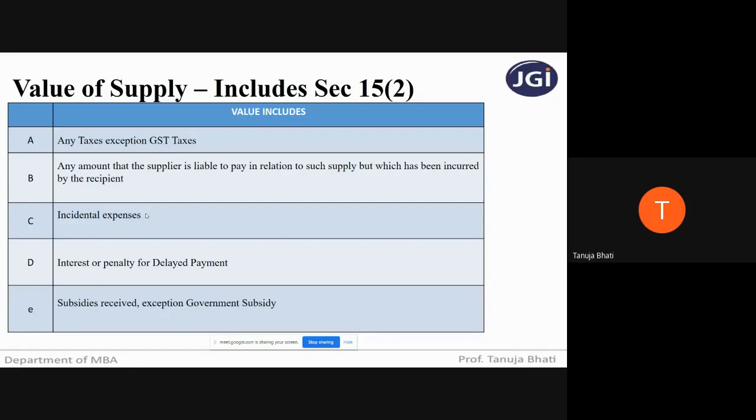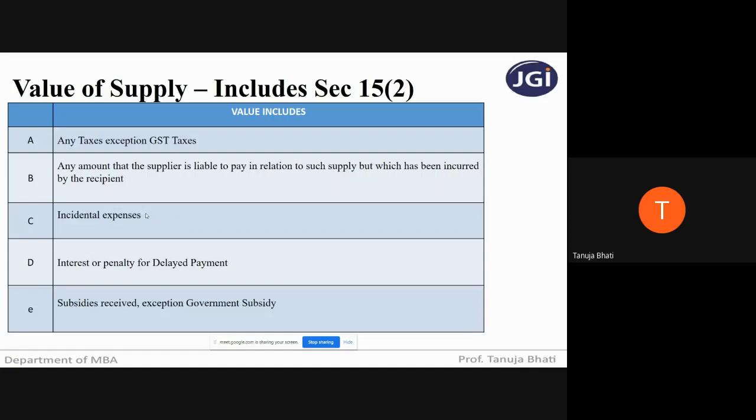So all the ancillary additional expenses in relation to the supply of goods or services have to be added in the transaction value. Suppose the recipient tells, okay, I want the insurance for the particular goods that you are transporting. So then insurance is an additional expense. So the value of that insurance also has to be added in the transaction value. Is this clear, students?